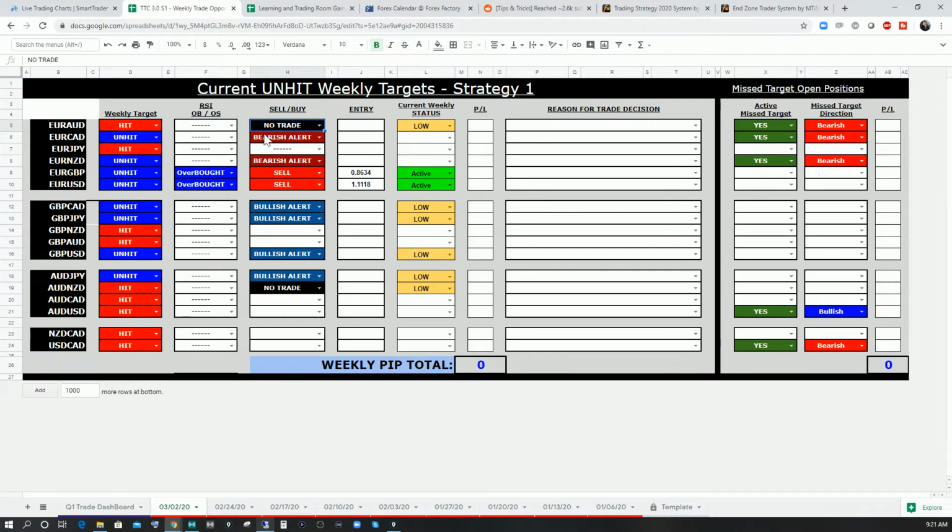So there was no trading opportunity on the Euro Aussie this week. And we did call it low probability. But last week, we're still holding on to some trades. And last week, let's go take a look at the Euro CAD.